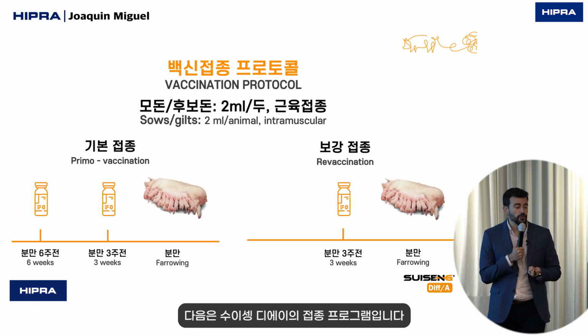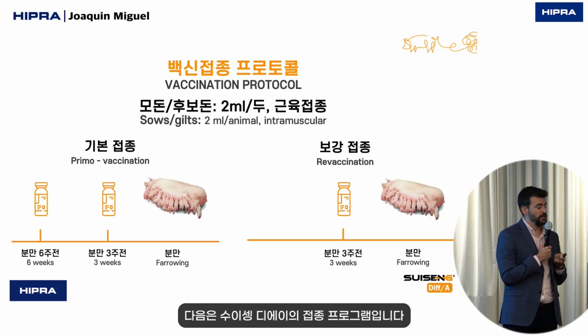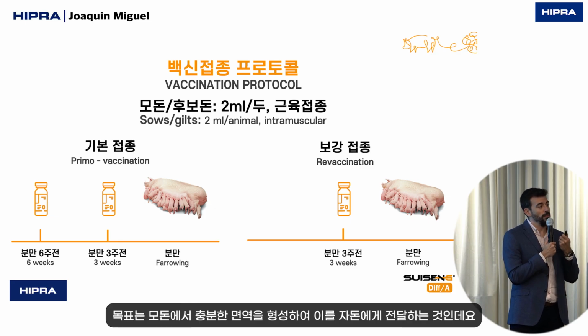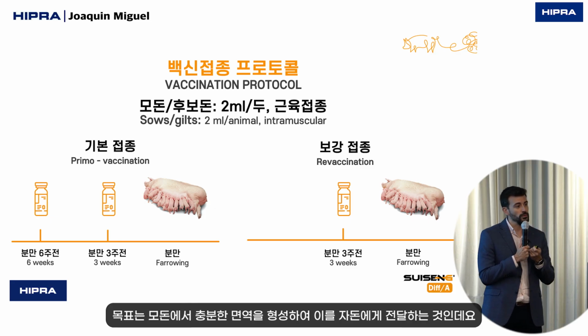About the vaccination protocol, what is the vaccination protocol of SUISENG Diff? Finally, we want to develop immunity in the sow to be transferred to the piglets.